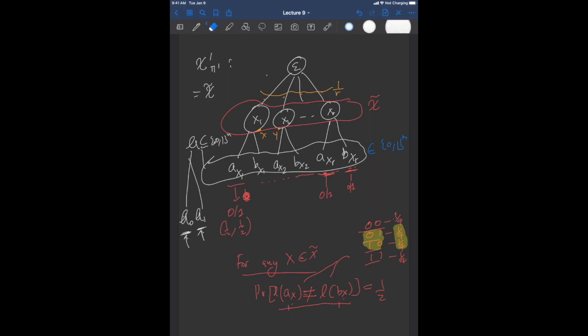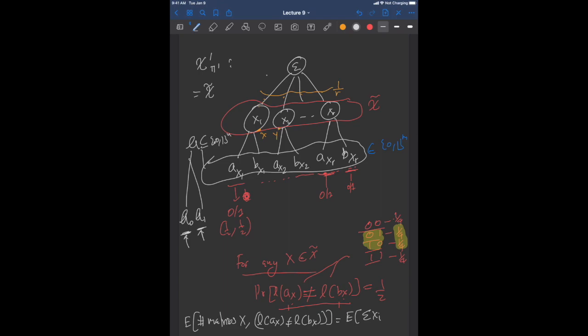So what am I claiming? The expected number of matrices x where the label of ax is not equal to the label of bx. What is this? It's just the expectation of a summation of indicator random variables, telling you whether this event happened for this matrix x or not.